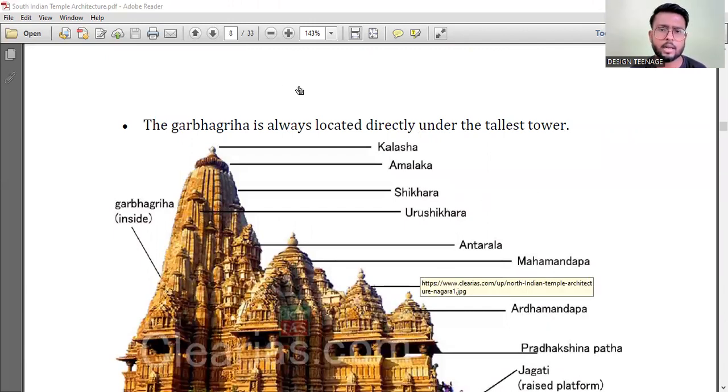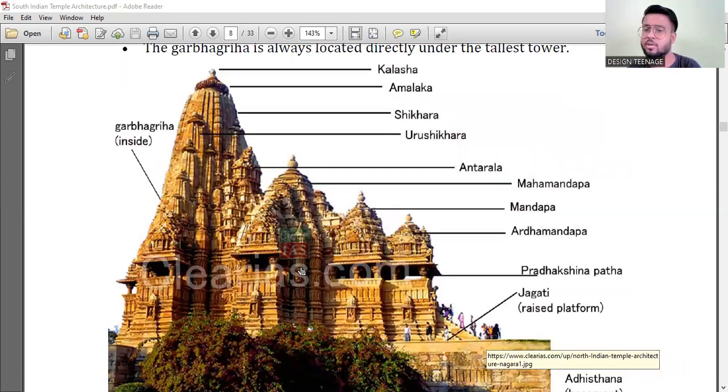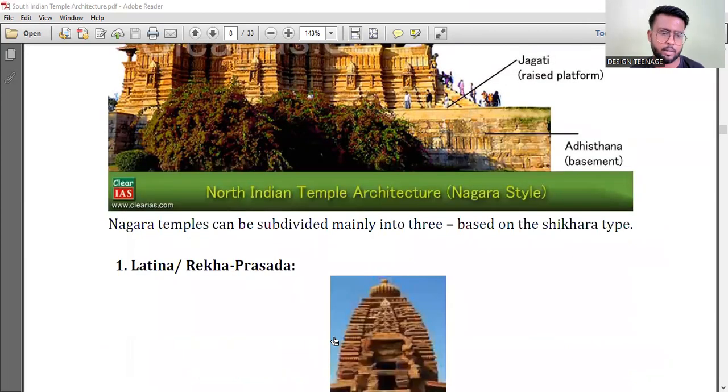So this is the Kalasha. Just go through the terms, see which part is what, where it is located and how they are located. Usually in North Indian temples, you enter the temple through the gate and then you see a staircase to go to an elevated position to reach God. That is the concept they brought up.